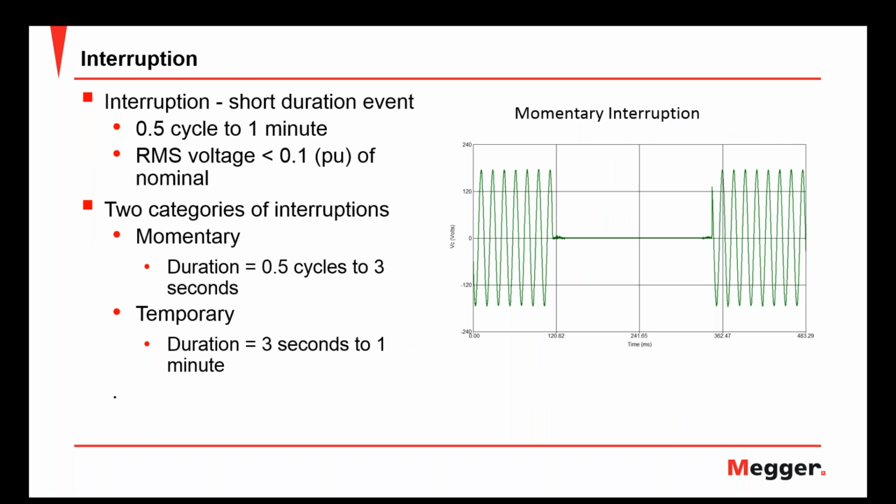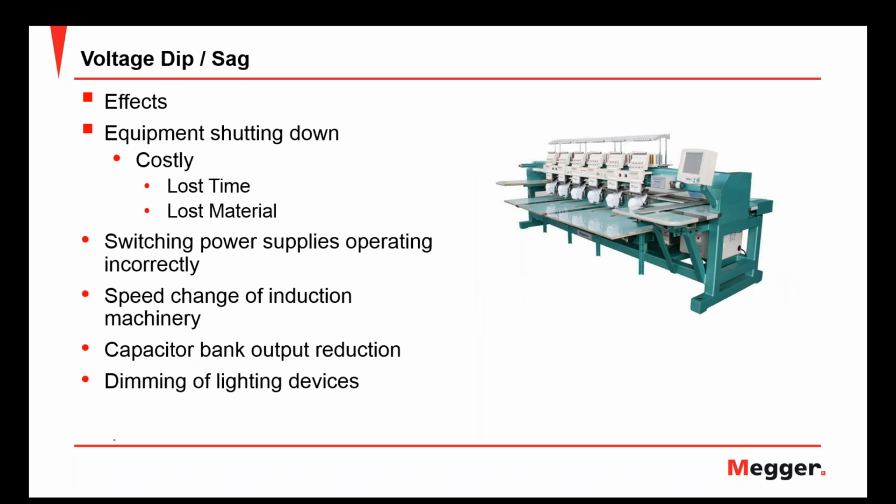An interruption is literally when the RMS voltage drops to less than 0.1 per unit, or under 10% of nominal. And this is literally a loss of power. That interruption will be under a minute, from half a cycle to a minute. And these are broken up into two categories: momentary, being half a cycle to 3 seconds, and temporary, 3 seconds to 1 minute.